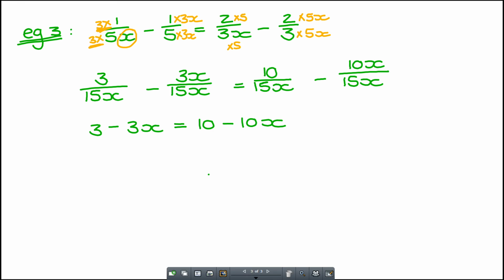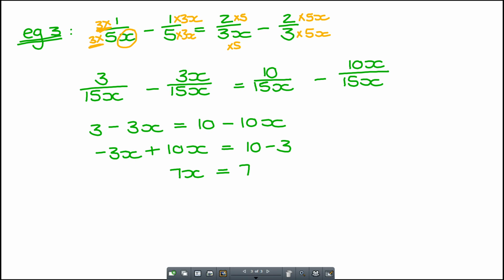So we use our steps. Unknowns to the left. Okay, so this one was on the left. This minus 10x moves over, so it becomes plus 10x. We want normal numbers on the right. The 10 was on the right. The 3 has got to move over, so it becomes minus 3. Okay, so let's go and simplify. So minus 3x plus 10x will give me 7x. And 10 minus 3, 7.